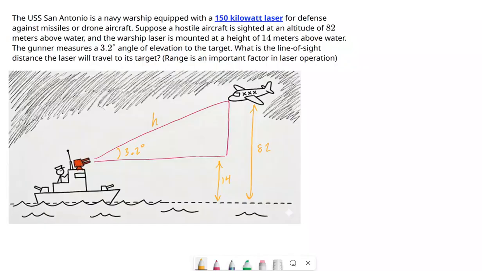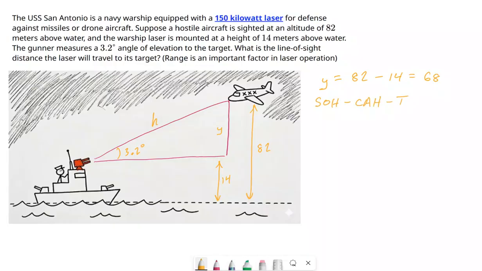Now, before we can get moving with the solution, we have to have the missing side of that triangle, y. I know nothing about the x distance from the gun to the plane, but I do know the y distance from the gun to the plane, which is just the difference of these two heights, 82 minus 14. So the plane is 68 meters above the height of the laser beam. And now let's work on filling in the rest of this triangle, or as much as I need to, using SOH-CAH-TOA.